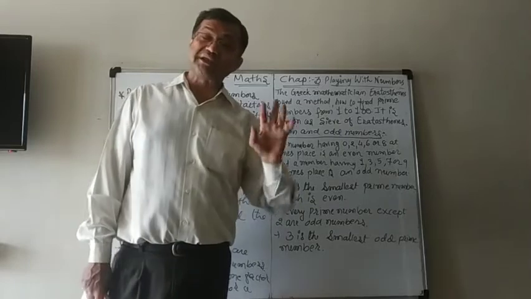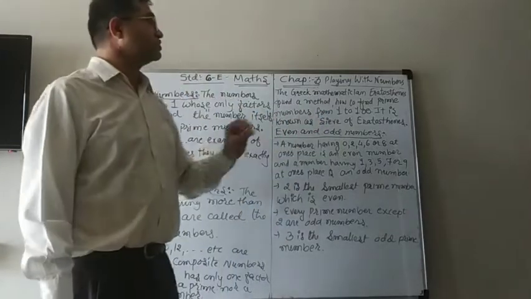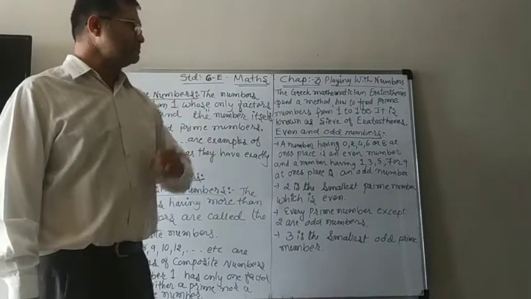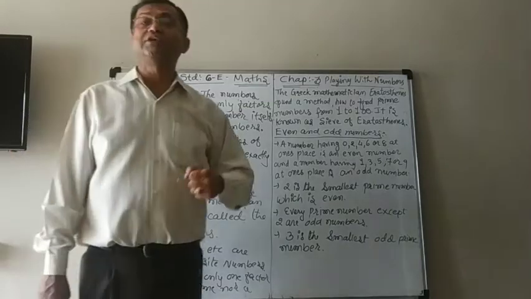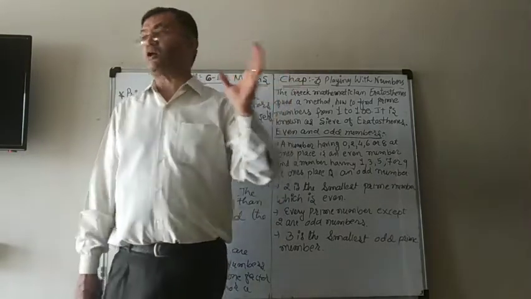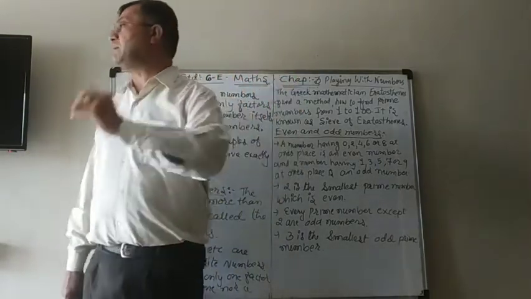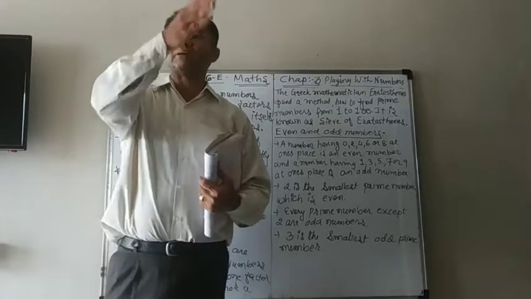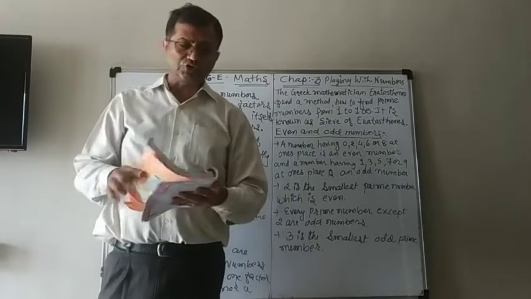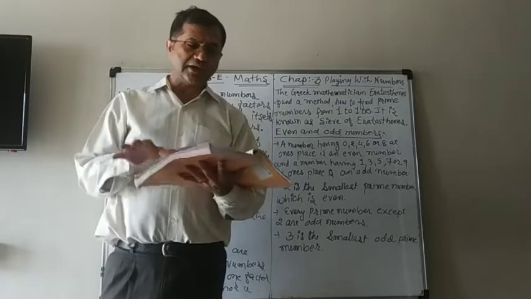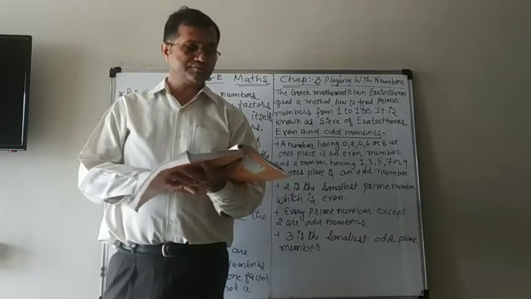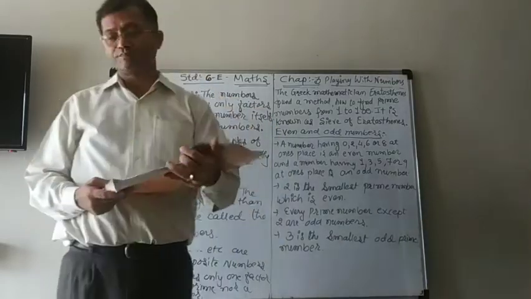So it is known as the Sieve of Eratosthenes. In this method, what did he do? He made the list of 1 to 100 numbers. He wrote down all the numbers 1 to 10, 11 to 20, etc., and up to 100.